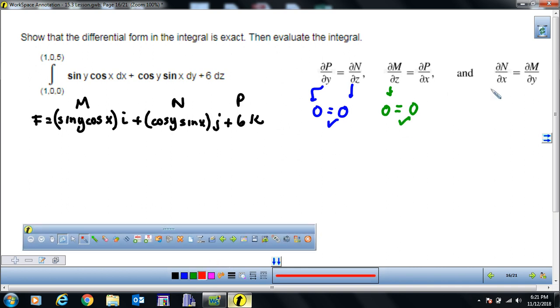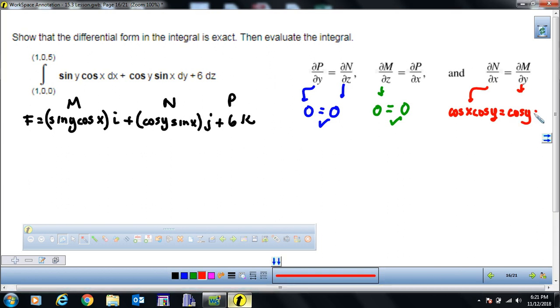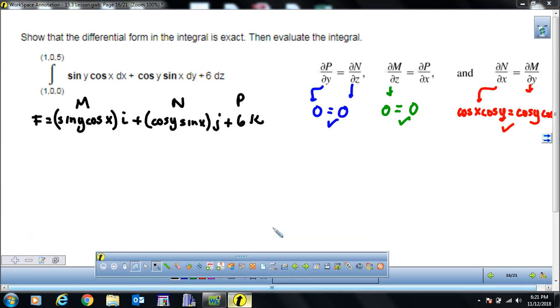That's true. The derivative of the middle component with respect to x would be cosine of x times cosine of y. And the derivative of the first component with respect to y, the derivative of sine of y is cosine of y times cosine of x. And you can see that is actually the same. So all three conditions were met. So that means that f is conservative.